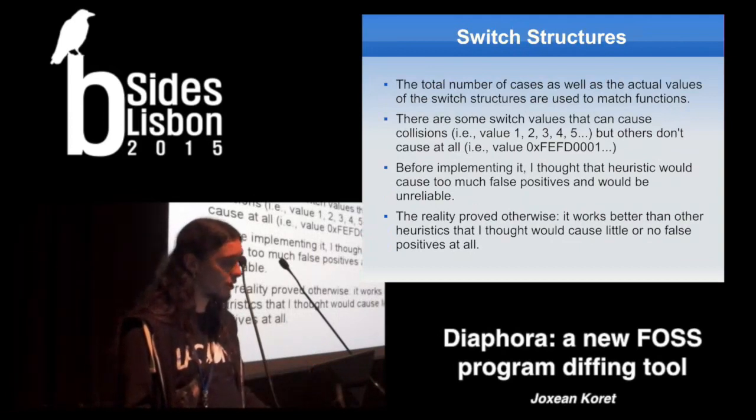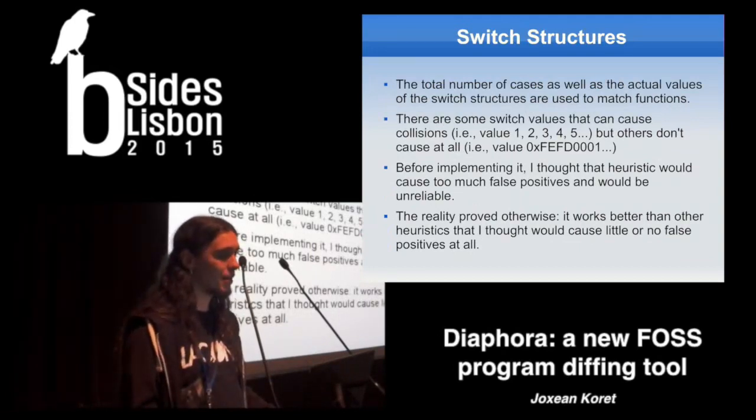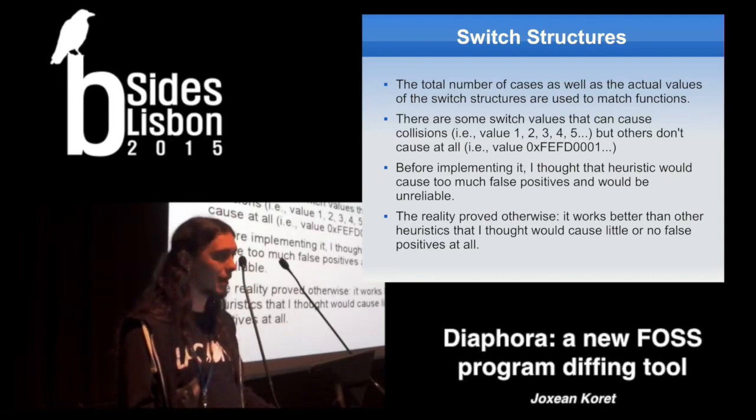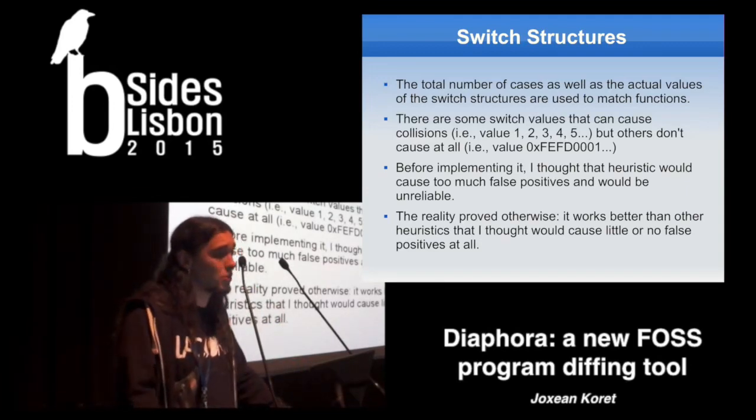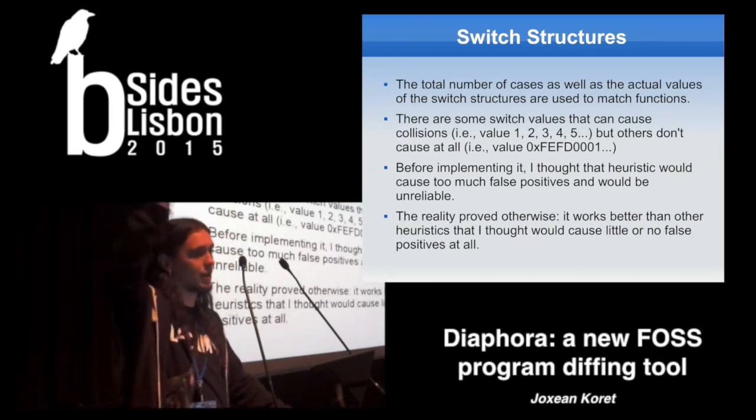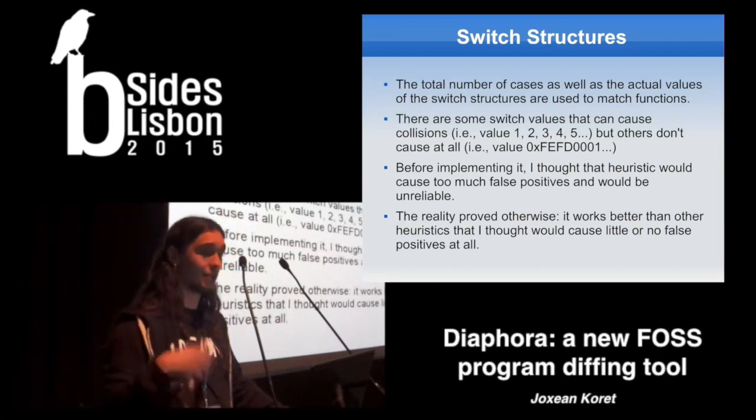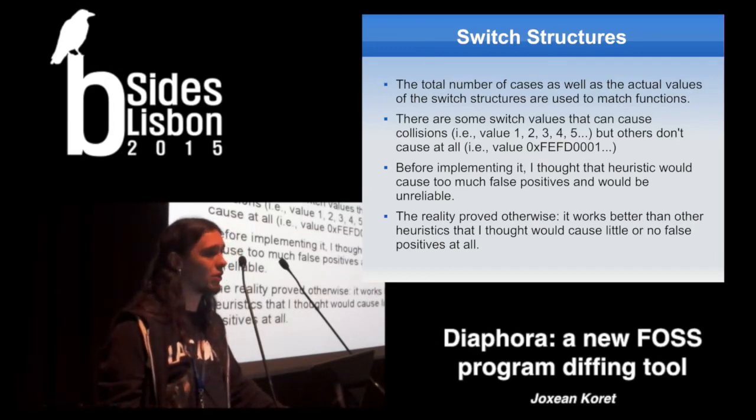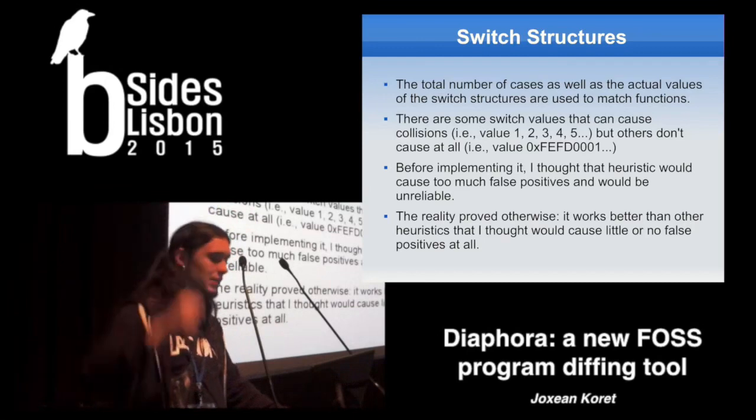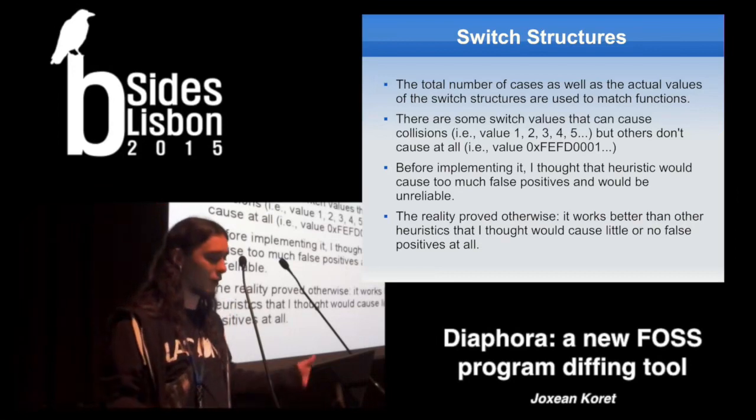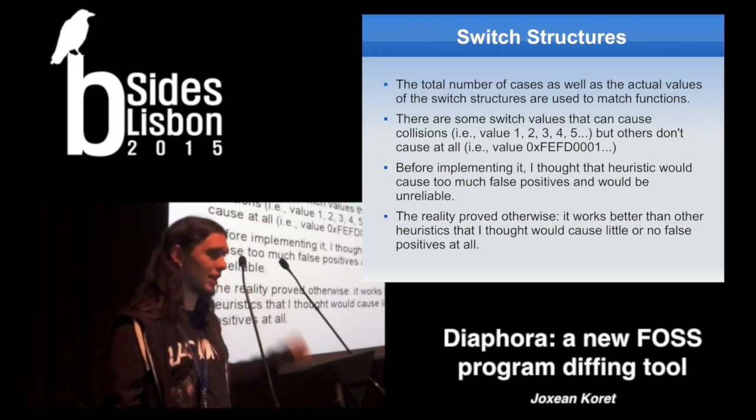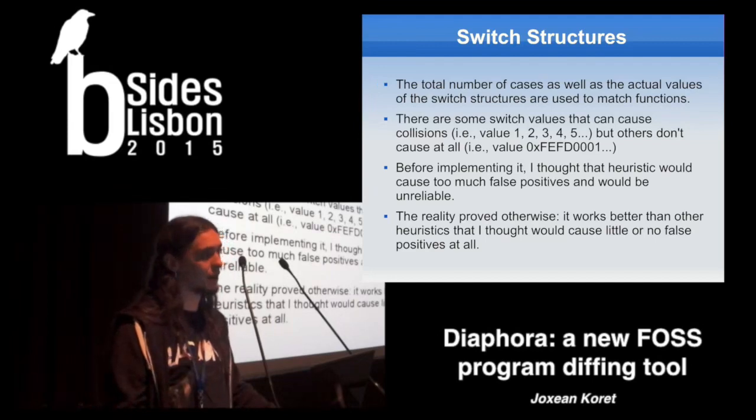Okay, switch structures. It considers the total number of cases as well as the actual values of the switch structures that are used to match functions. There are some switch values that can cause a lot of collisions, like switch, whatever, case 1, case 2, case 3, default, which are pretty common. But other cases are not that common, like switch, whatever, case 0xFF00, 0xFF01, 0xFF02, or cases that are uncommon. In such cases, this heuristic actually finds very good matches that other tools miss overall.